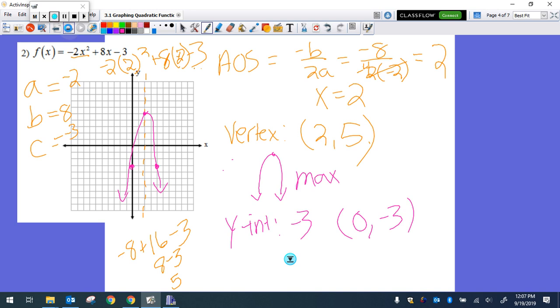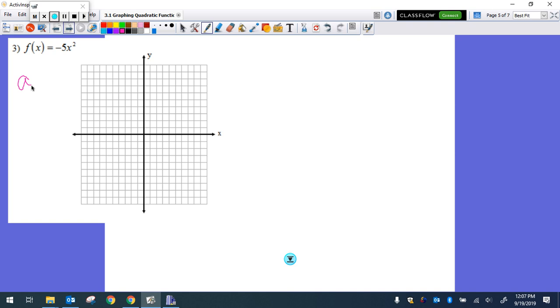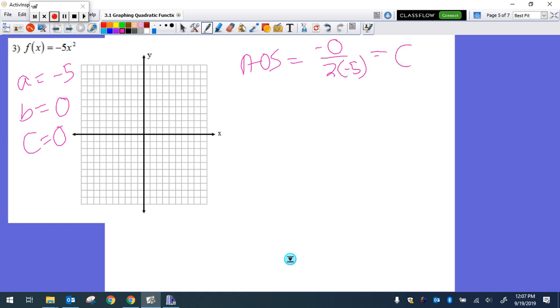Let's do another one. Here, A, B, C. A is -5. There is no x, so B is 0. There is no C, so C is 0. So your axis of symmetry would be -0 over 2 times A. Well, 0 divided by anything is still just 0. So my axis of symmetry is at x equals 0.